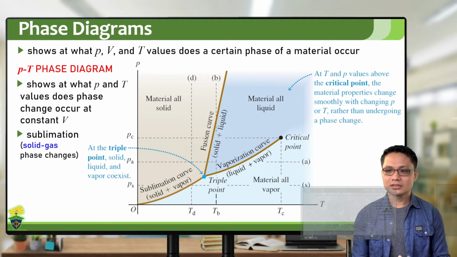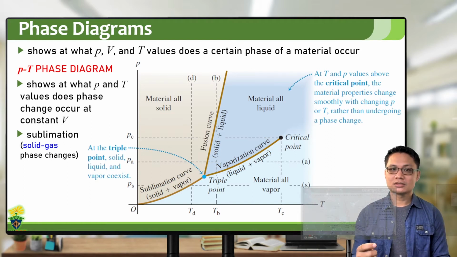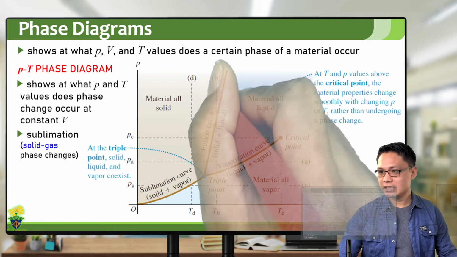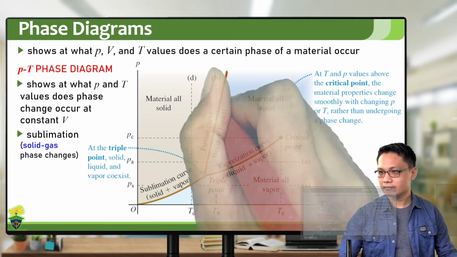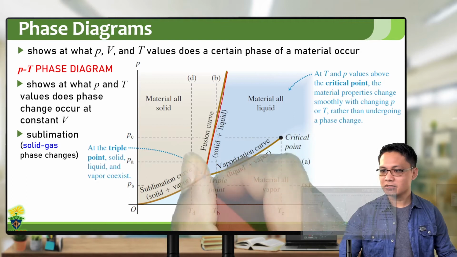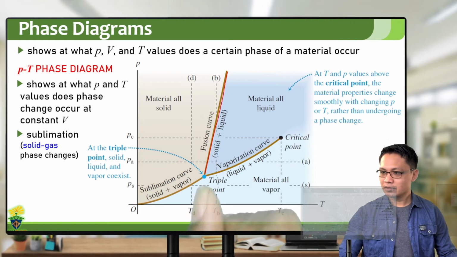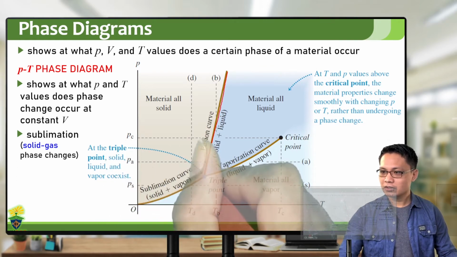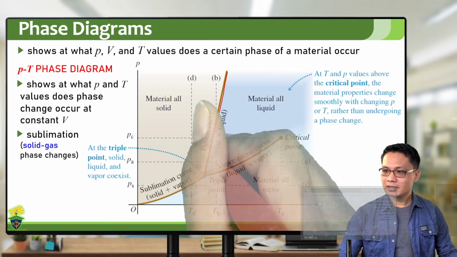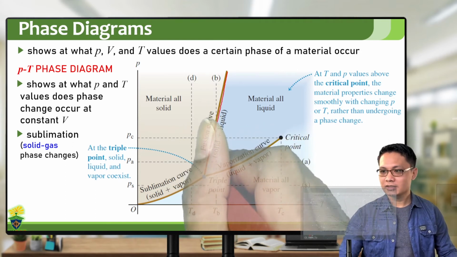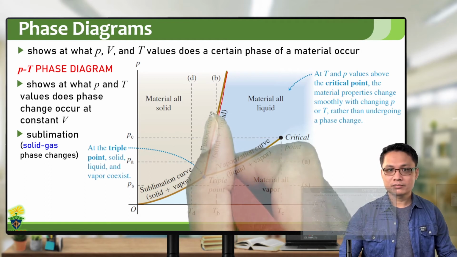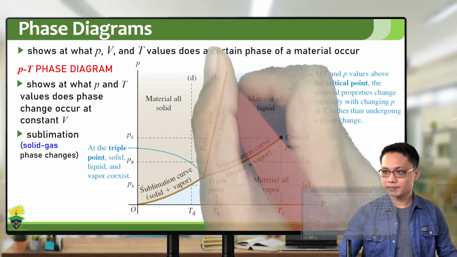These are the boundary values for pressure and temperature for these processes that would be experienced by a certain material. We have here this line, this one. This represents the fusion curve. At these values of temperature and pressure, the phase of matter coexists in a state of solid and liquid.